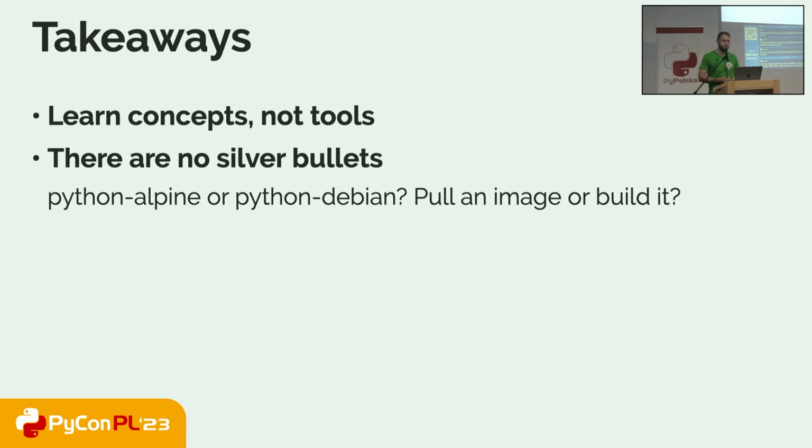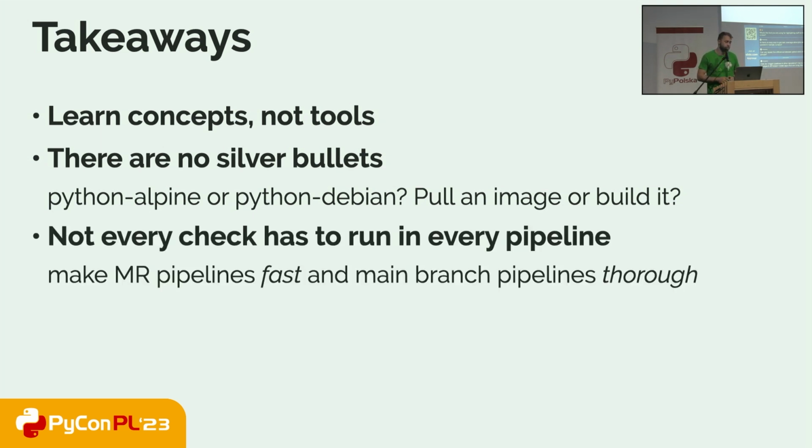There are no silver bullets in terms of a perfect CI setup. Should you use an Alpine image and install all the dependencies, or should you use Debian and deal with the fact that the image will be bigger? Should you pull your images in each of your jobs, or should you build your images in each of your jobs? I don't know. That depends on your project.